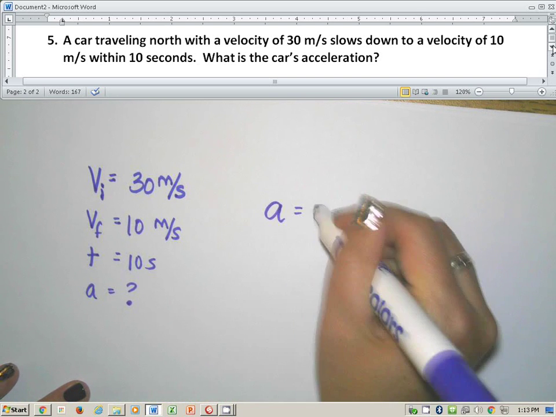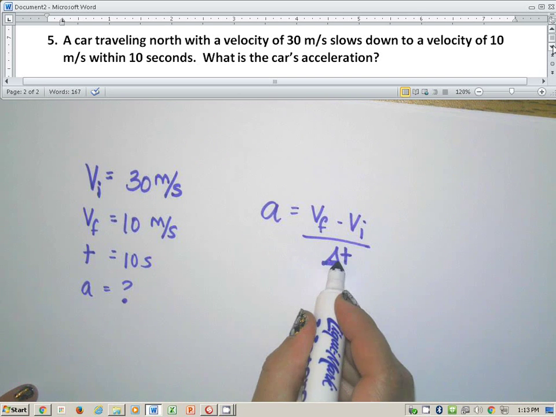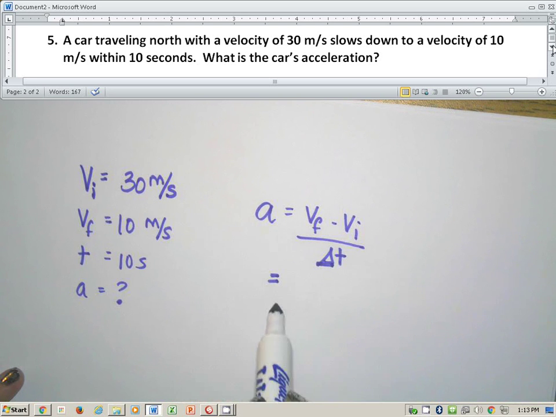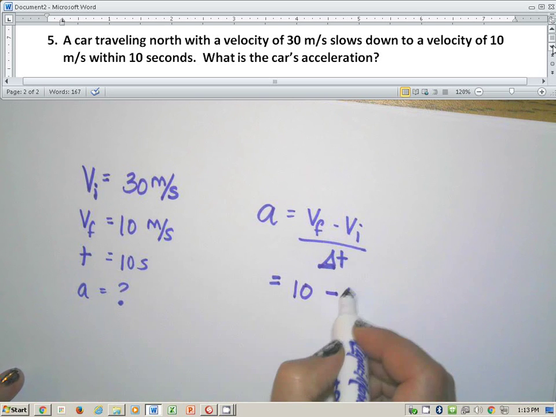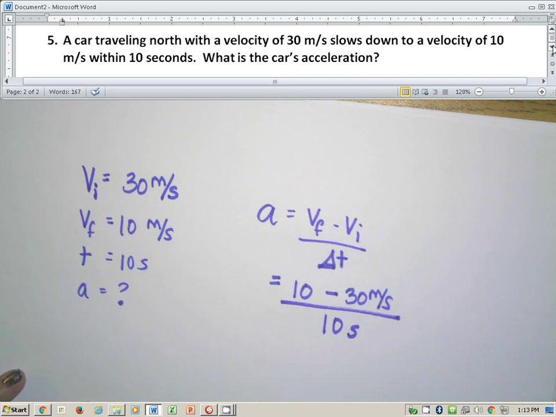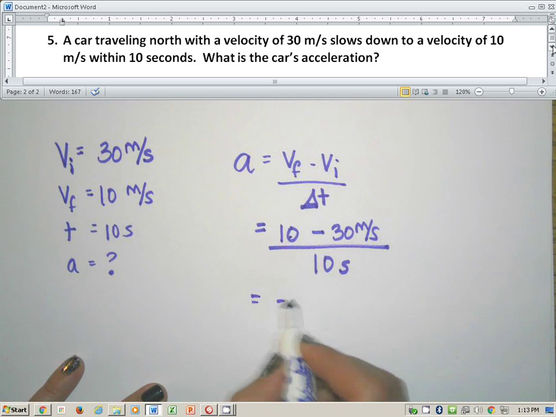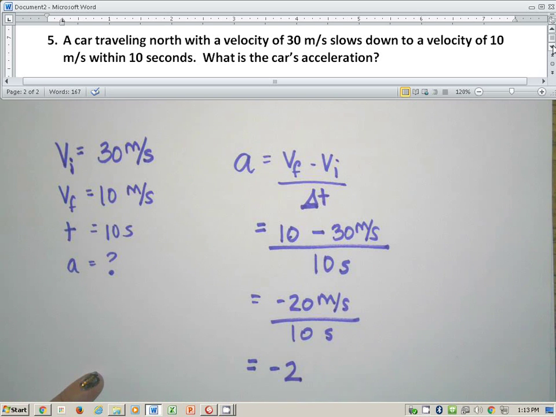I'm back at this equation again. A is equal to VF minus VI over delta T. This may be a little bit easier mathematically because I'm solving for A. I'm not going to have to do any cross multiplication. VF is 10. VI is 30. And that will be over 10 seconds. Well, if you recognize this mathematically, 10 minus 30 is going to become negative 20 meters per second over 10 seconds. Well, then when we do some simplifying, we do the math, negative 20 divided by 10 is negative 2.